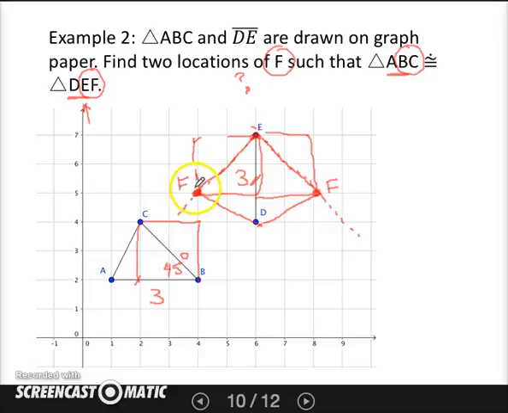It turns out that in fact this is possible. There are 2 possible places for F to be, because a triangle that's a mirror image of another triangle is still considered congruent. So triangle DEF named this way, or triangle DEF named this way, would both be congruent to triangle ABC named this way in a counterclockwise direction.